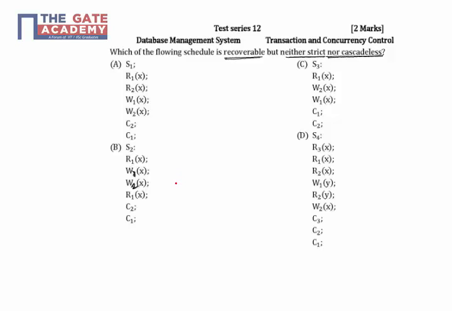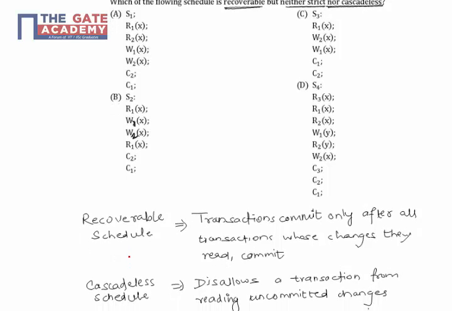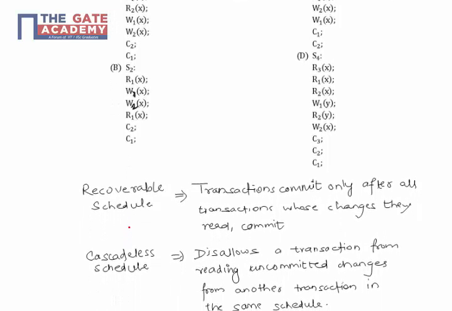To answer this question, let us first understand what is a recoverable, strict and a cascadeless schedule. A recoverable schedule is a schedule in which all transactions commit only after all transactions whose changes they read commit. A cascadeless schedule is a schedule that disallows a transaction from reading uncommitted changes from another transaction in the same schedule.